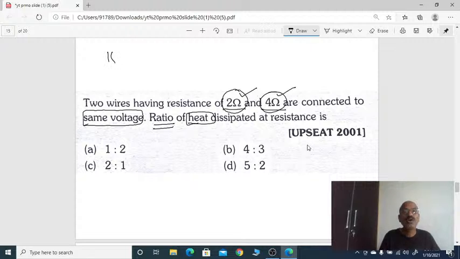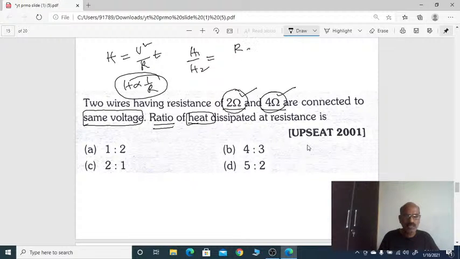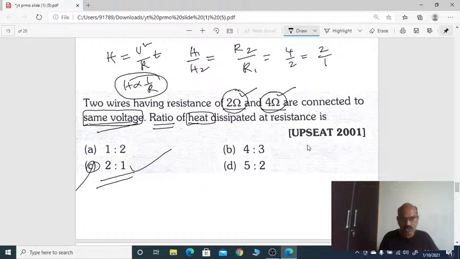Because we know heat produced equals V squared by R into T. So H1 by H2, heat produced here, how is it? H is inversely proportional to resistance, right? So R2 by R1, that's it. 4 by 2, it is 2:1. Option C is the correct answer because same voltage, so H is inversely proportional to R. Yes, let us move to the next question.